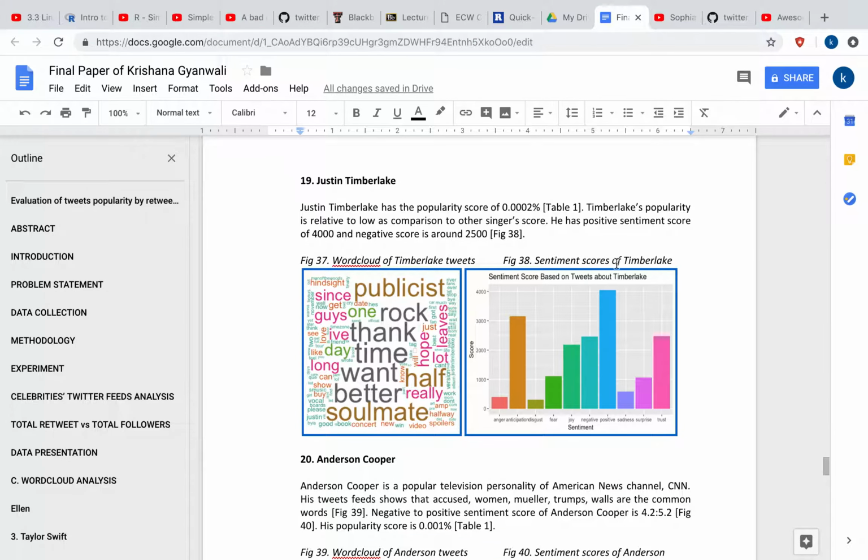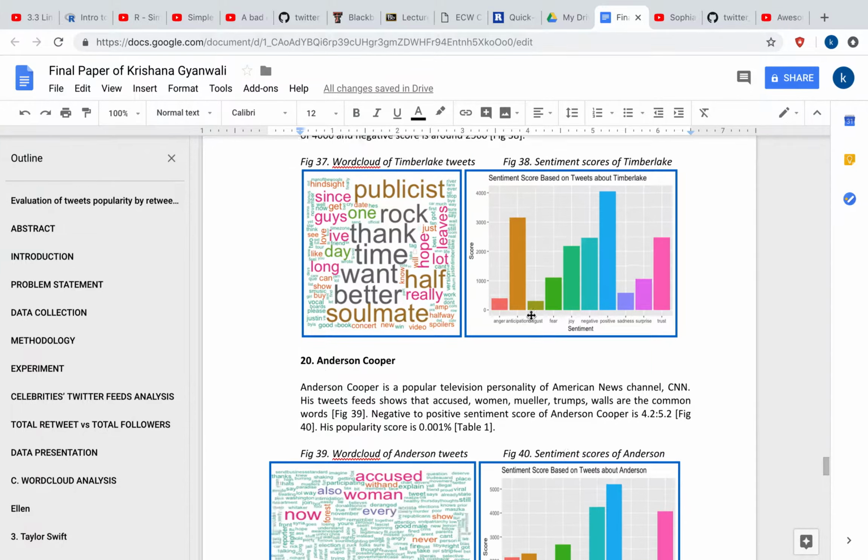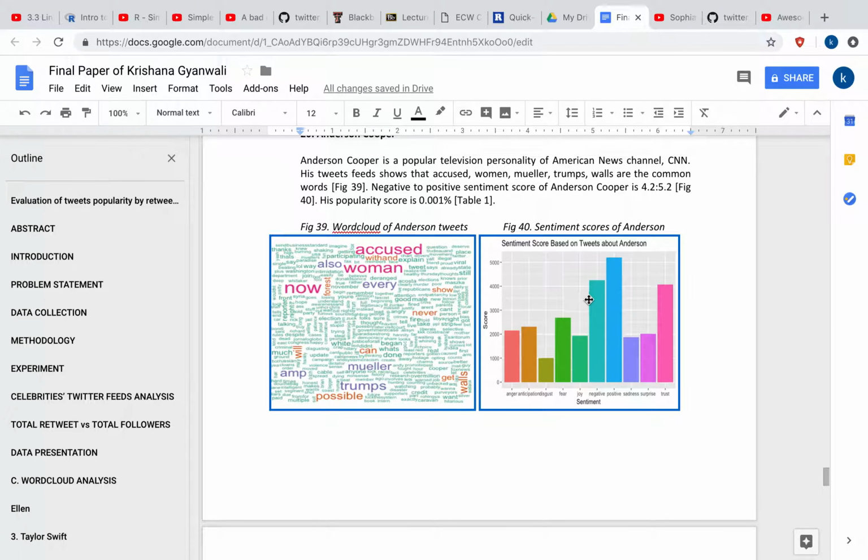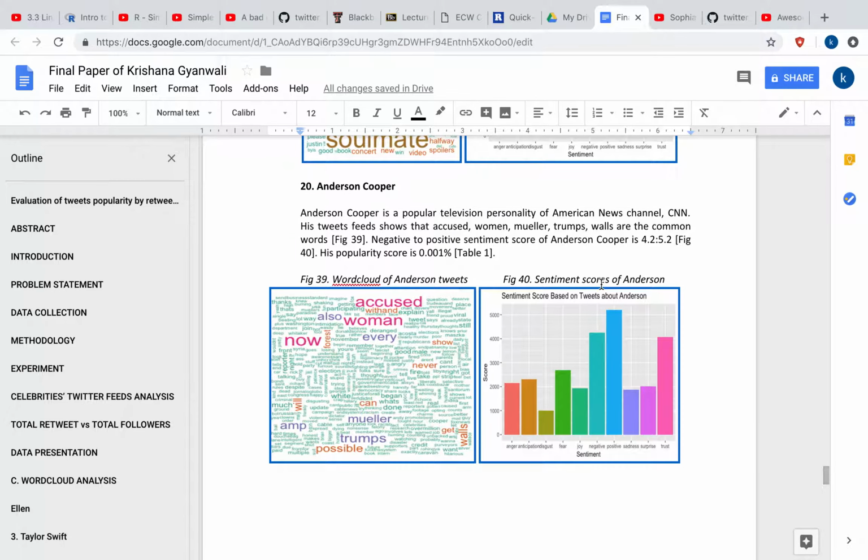Then Justin Timberlake has 0.002, and then Anderson Cooper has, if you see the negative and positive difference, this is not that much. So when we talk about the news reporter, they talk positive news, negative news, and they have to get people's attention. So if you see here, here is Mueller, Trump now accused women, so never, and then was. So this kind of thing he talks in his tweets. So his score is like 4.2, about 4.2 to 5.2%. This is the negative to positive score, and then his popularity is 0.001.